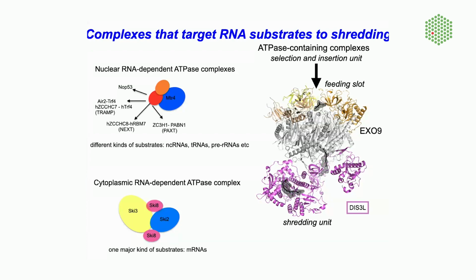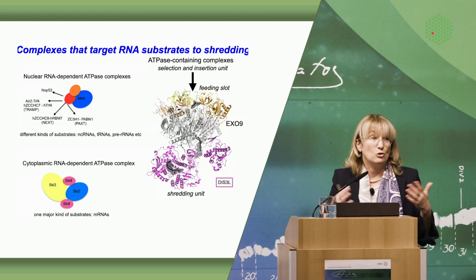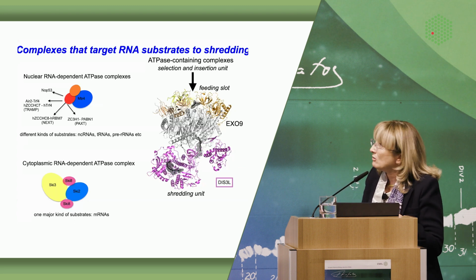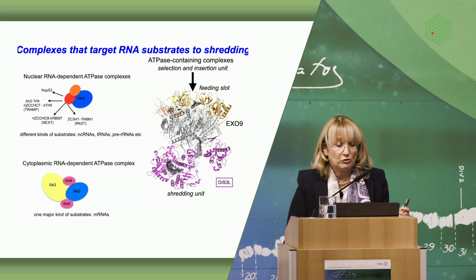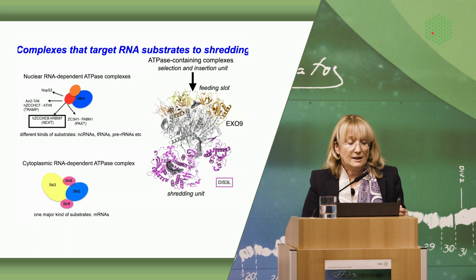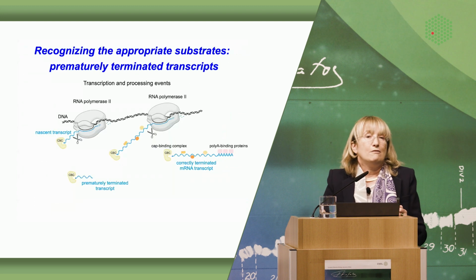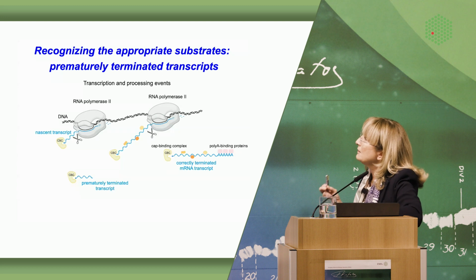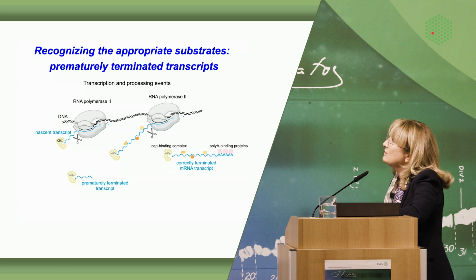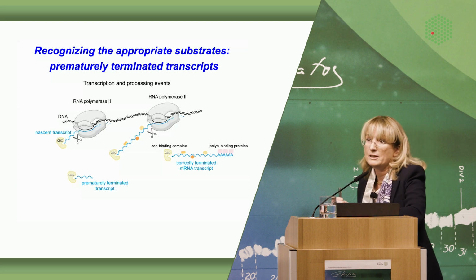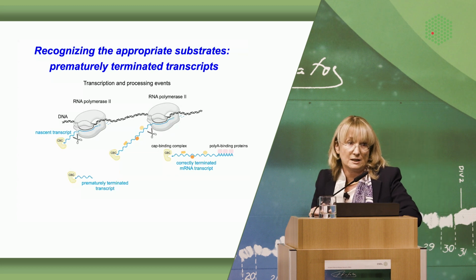There are all kinds of different complexes like this because we have all kinds of different RNA substrates in the cell. We have been working on all of them actually, but today I'm just going to focus on one, okay, which is this one here. And this complex functions where this machinery, the exosome, has a particular problem. And the problem arises when we synthesize messenger RNA.